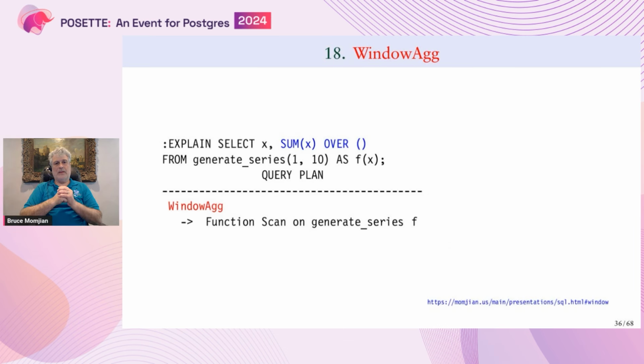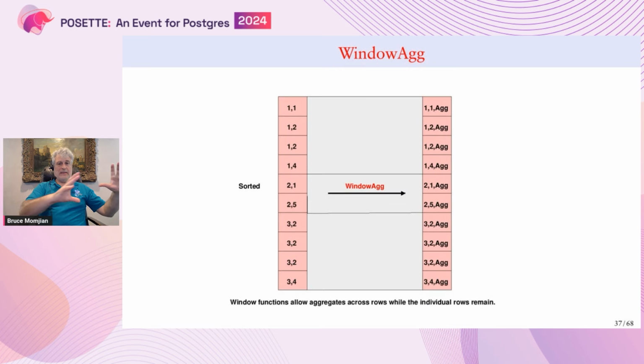Window aggregates, I do have a long window function talk. Again, URL there at the bottom. But effectively what window aggregates do is allow me to do aggregation across multiple rows, but I do not lose the distinctiveness of the individual rows. So as you can see, I have 10 rows or something on the left. I have 10 rows on the right, but I'm able to aggregate across these groups at the same time. And that's really the special value that window functions give you.